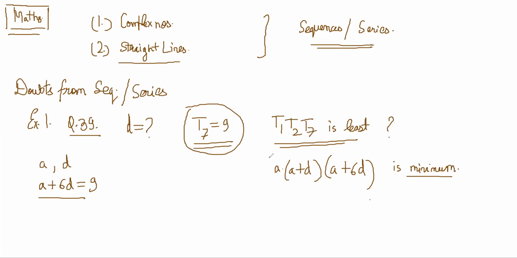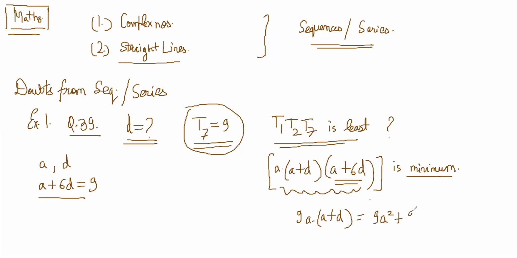Basically, if this expression is supposed to be minimum, then there will be some value of D for which it will be minimum. Notice that A plus 6D is already 9, so this is actually just 9 into A plus D. You have to minimize this whole thing. So this is equal to 9A square plus 9AD.